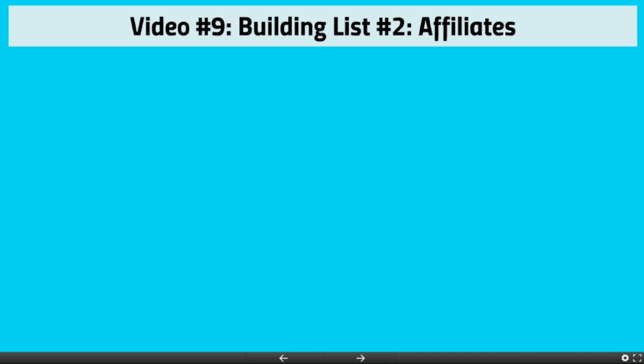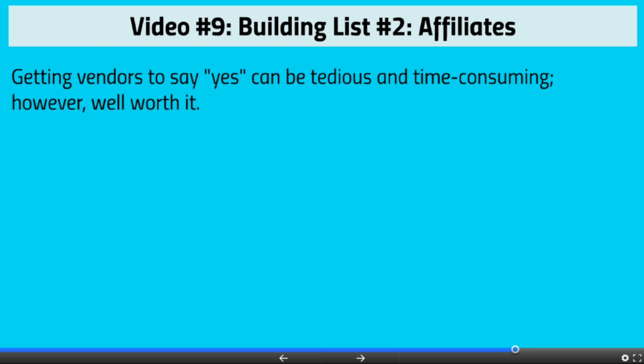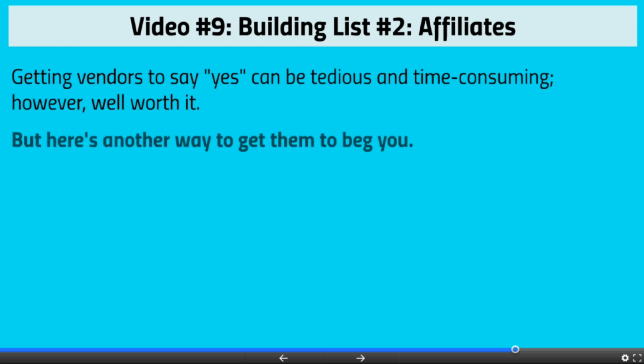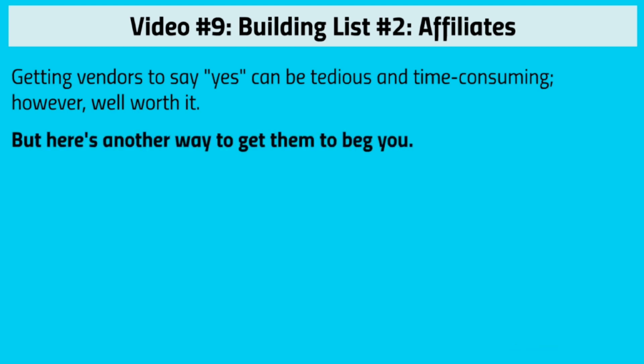So in that light, you can get away with not building a relationship initially, rather than doing what we talked about in the previous video, which works great. Doing this route allows you to bypass that and build a relationship very, very fast. And I'll explain in just a minute how you can go about doing this. So getting vendors to say yes can be tedious and time consuming, however, very well worth it. However, there is another way to actually get them to come to you and get them to beg you. So this works really well.